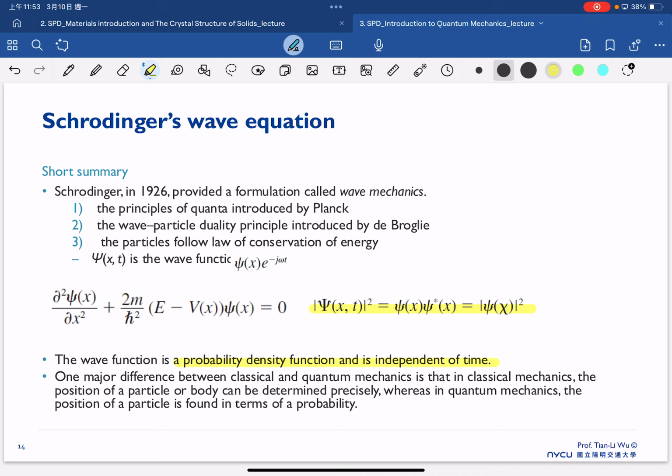And the one major difference between classical and quantum mechanics is that in classical mechanics, the position of a particle or body can be determined precisely. So that's the classical mechanics. However, in quantum mechanics, the position of a particle is found in terms of a probability. So that means we cannot determine it precisely.